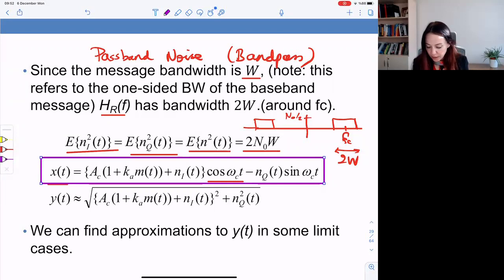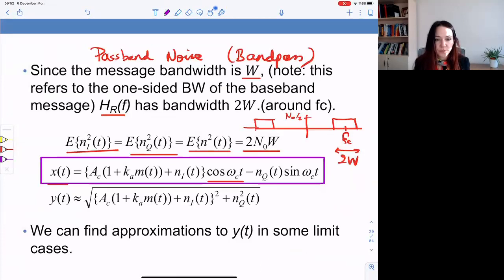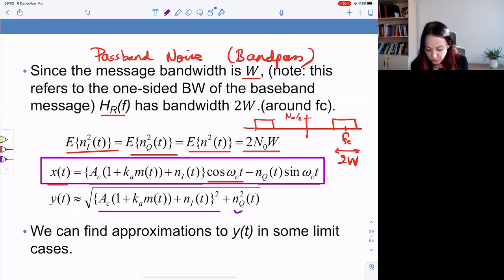So we can always think about the envelope after the envelope detector, provided it correctly goes through the envelope detector and the envelope is detected. The expression for the envelope is, of course, the square root of the cosine magnitude squared plus the sine magnitude squared.